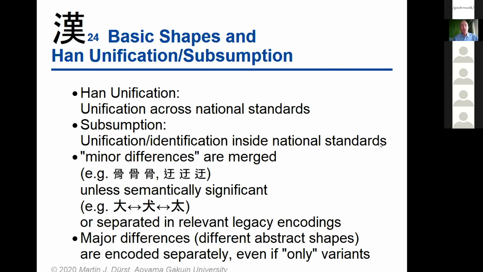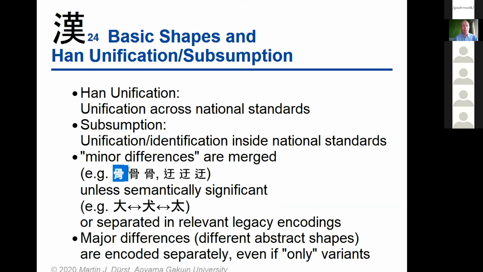Then how do basic shapes relate to Han unification and subsumption? Han unification is the process of taking the national standards and checking, well, which of these characters encoded in, for example, the Japanese and the Chinese standards are essentially the same. Subsumption works inside a national standard or any other kind of standard to look at examples and say, are these the same or not? And the idea there is that minor differences are merged.